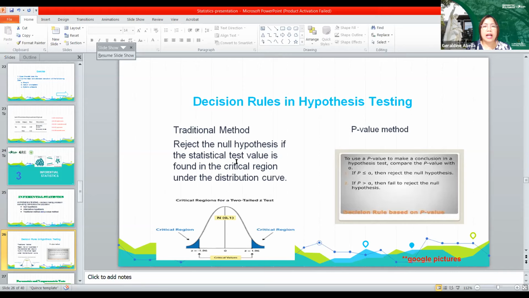That is, if the test value falls in the critical region, in the shaded area found on the right and the left side of the curve, the decision of the test is to reject the null hypothesis. Rejecting the null hypothesis means that there is a significant difference in the two values. Failing to reject the null hypothesis is when the statistical test value falls in the unshaded area, known as the non-critical region. So if it falls here, then you fail to reject the null hypothesis.